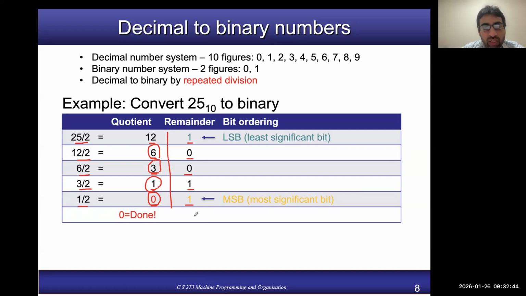So to make the binary form, what you do is write these remainders in upward direction. So the last remainder is the most significant bit and the first remainder is the least significant bit. So how do you write it? 1 1 0 0 1. So this is the most significant bit and this is the least significant bit. So you write in this direction. Okay, in this direction. 1 1 0 0 1.